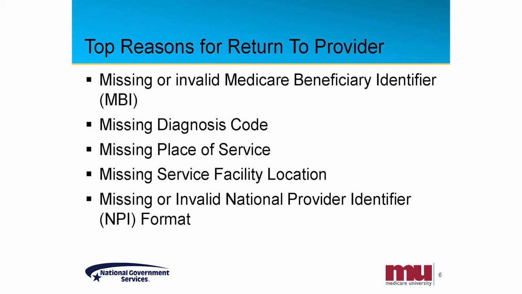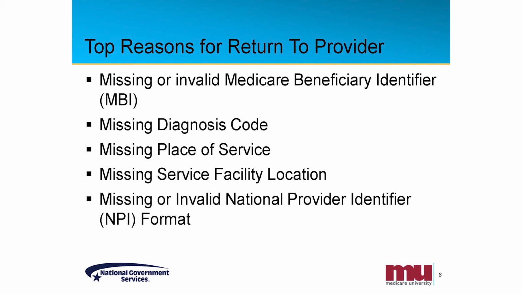Missing diagnosis code. The patient's condition must be listed on the claim in the form of an ICD-10-CM code number. This code should be listed to the highest level of specificity for the date of service. Missing place of service. The place of service must be entered on the claim in a 2-digit format to identify the location where the service was performed.